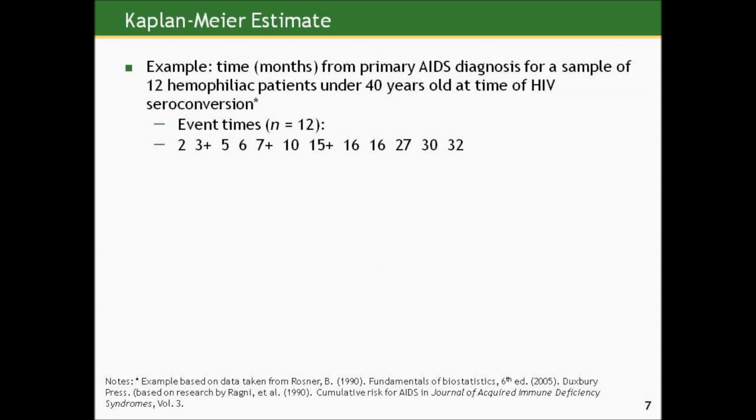Here's the time from primary AIDS diagnosis for a sample of 12 hemophiliac patients under 40 at the time of HIV seroconversion. This is the time to death in months from the primary AIDS diagnosis. So here we call them the event times, but some of them are censoring times because they're indicated with a plus to the right of that. So in this sample, the first subject in this listing here died 2 months after the primary diagnosis of AIDS. The second subject was censored at 3 months, etc.